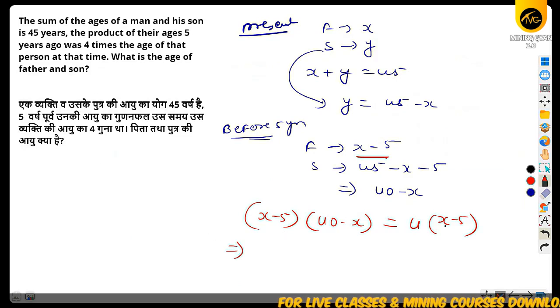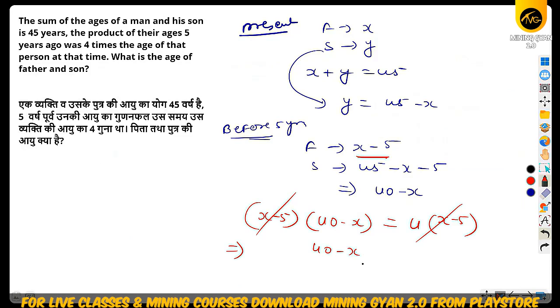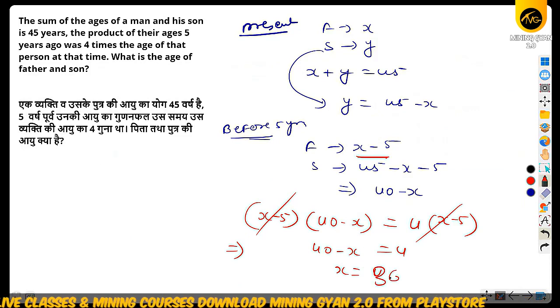So it will be cancelled on both sides. x minus 5, 40 minus x. It means 40 minus x is equal to 4. So x is equal to 40 minus 4. That will be 36 here.